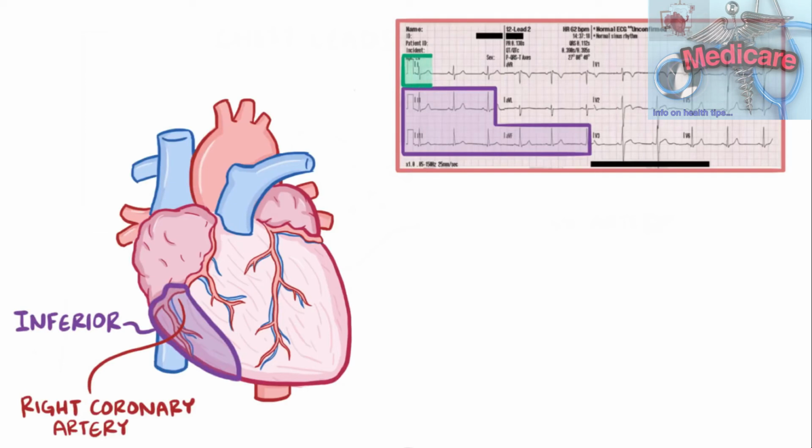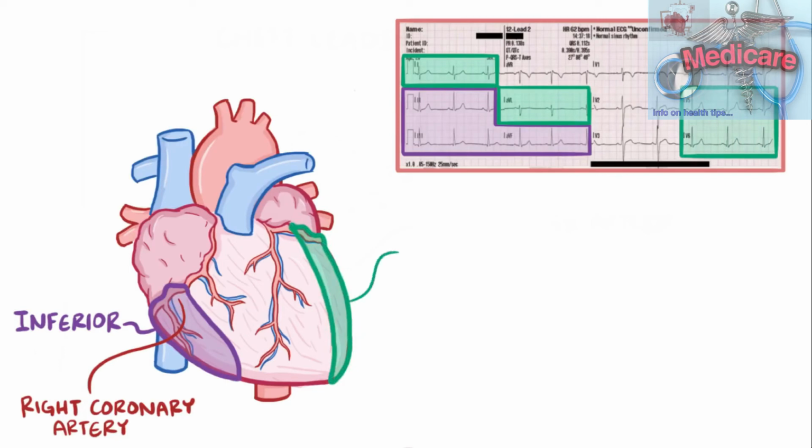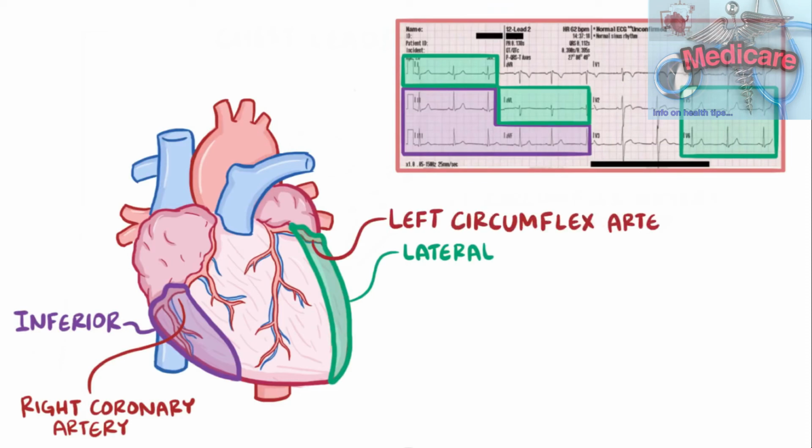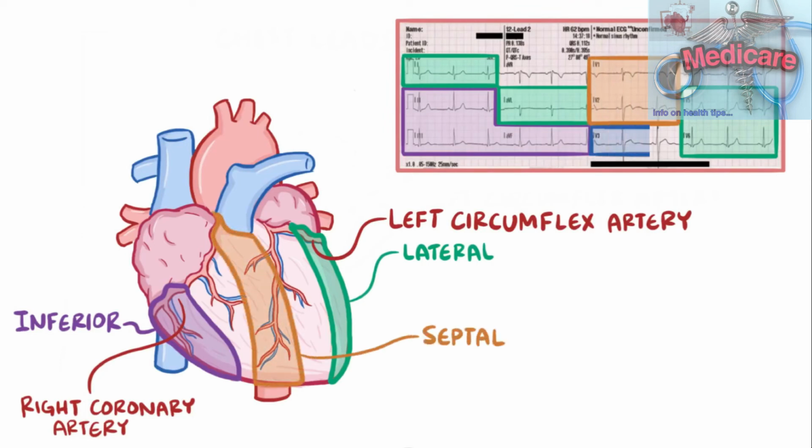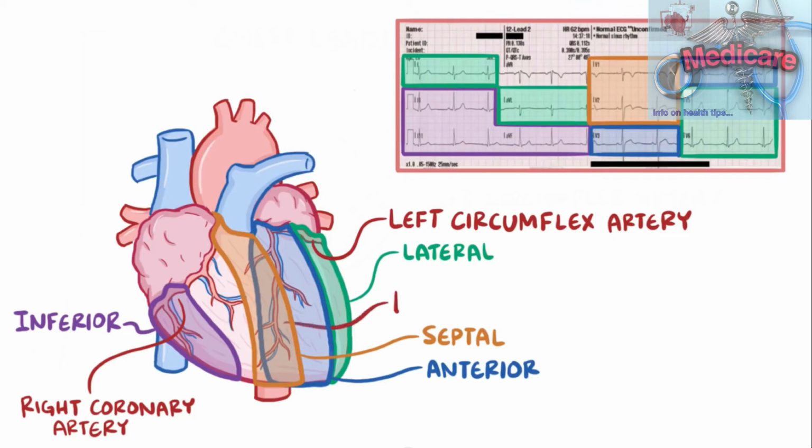Leads 1 and AVL, along with 2 of the chest leads, V5 and V6, are all considered lateral leads, because they're near the lateral wall of the heart, which receives blood from the left circumflex artery. Finally, V1 and V2 are considered septal leads, because they're nearest to the interventricular septum, and V3 and V4 are anterior leads, because they're nearest the anterior wall of the heart. Both of the septal and anterior regions are served by the left anterior descending artery.